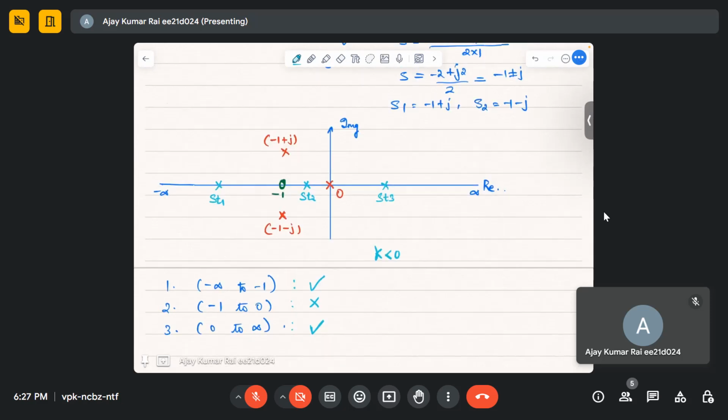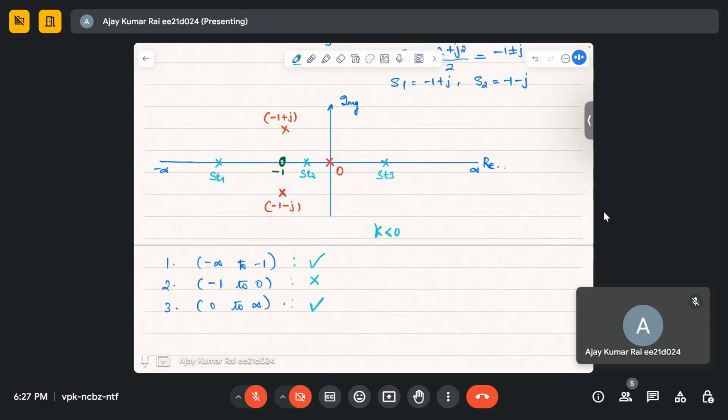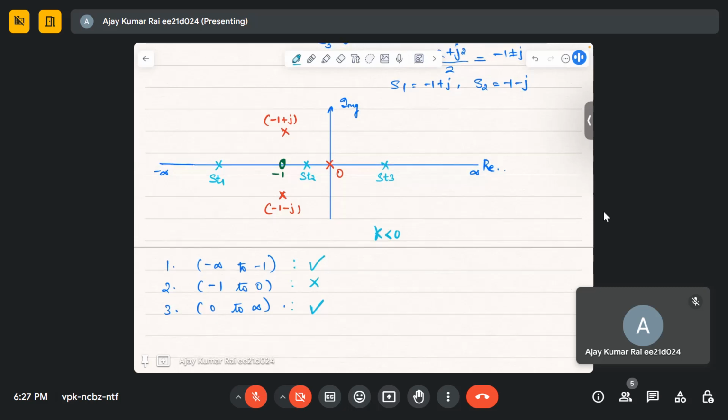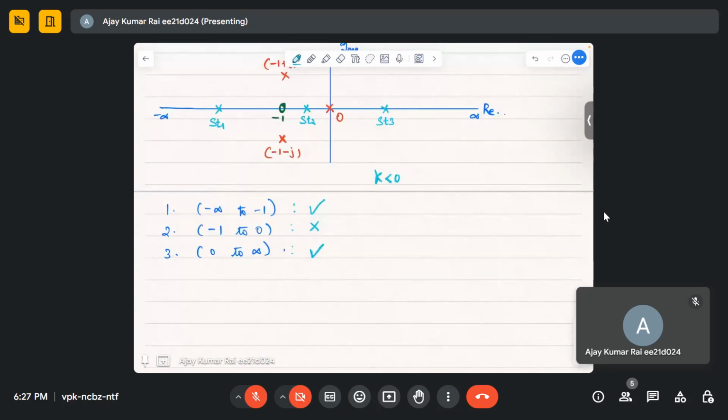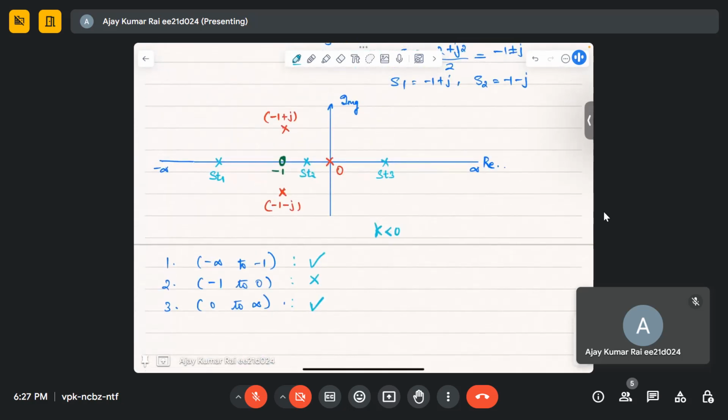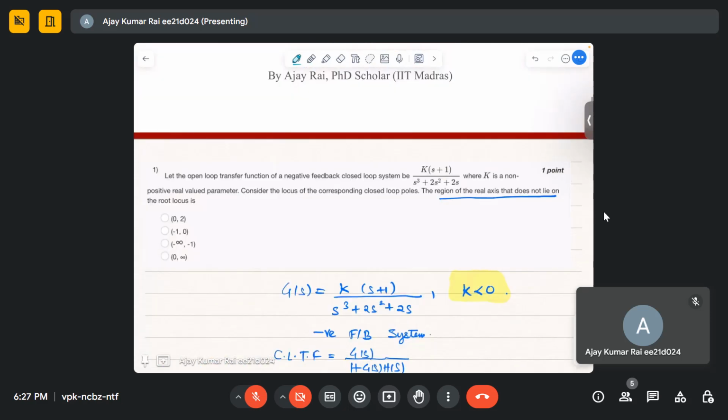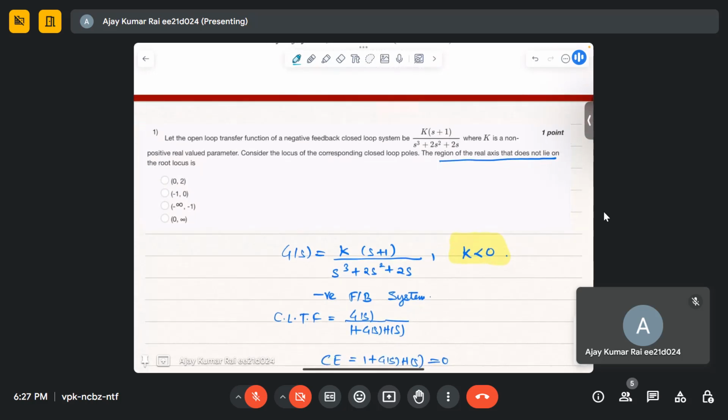So any doubt? We have root locus in two regions: from minus infinity to minus 1, and the other one is from 0 to infinity. So what was asked in the question? A region of the real axis that does not lie on the root locus. So from minus 1 to 0, the root locus does not exist. So the correct answer for this is minus 1 to 0. Any doubt in this question?